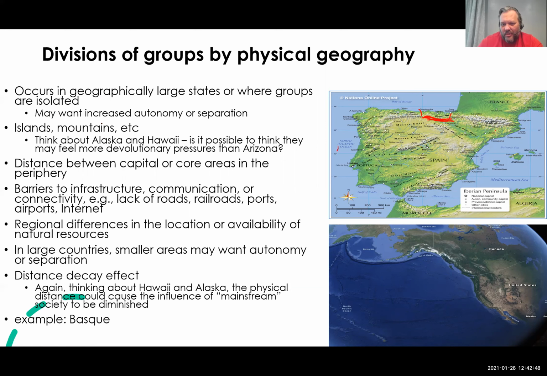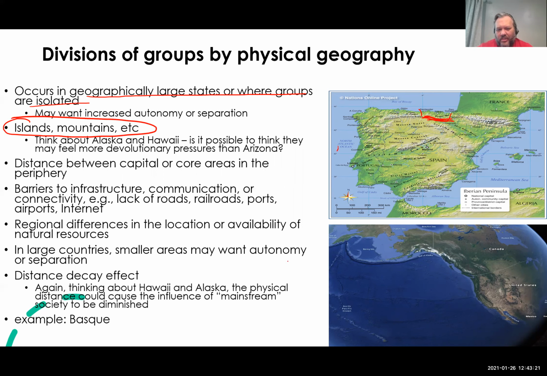And remember, Catalonia is up in this area as well. So it does occur. Division of groups by physical geography occurs in geographically large states where groups are isolated. If you have a large state, you might have one group that says, look, we don't feel as connected to the state as other people, and so we want more independence to be able to do things by ourselves. There could be physical separation based on islands or mountains or things like that.